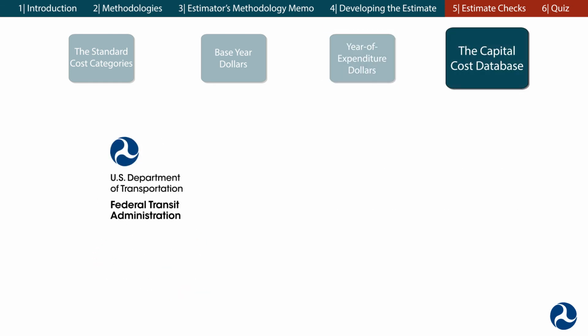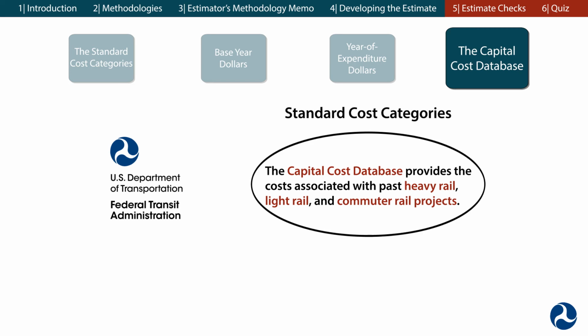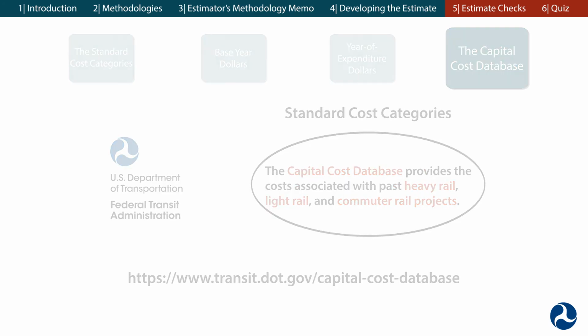The Federal Transit Administration launched the Capital Cost Database to provide the cost associated with past heavy rail, light rail, and commuter rail projects. It is structured around the standard cost categories format, which makes it easy to incorporate this information into your cost estimates. The Capital Cost Database is located at the webpage on your screen.